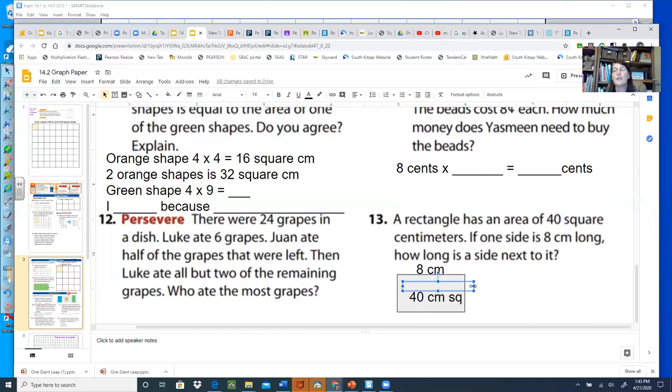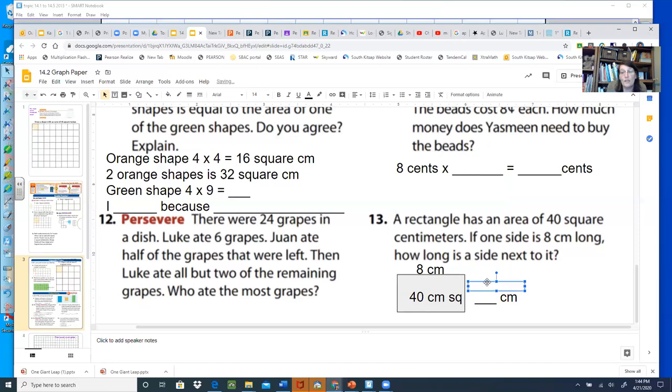So when I have a problem like this, I need to think square centimeters. I can think how many times would I count by 8 to get to 40. So I can think of it as repeated addition. And what's a more efficient operation to use in repeated addition? Hopefully you're thinking multiplication. So 8 times what is 40? So you need to figure out what the other side is. What is the missing side going to be? And then label it.